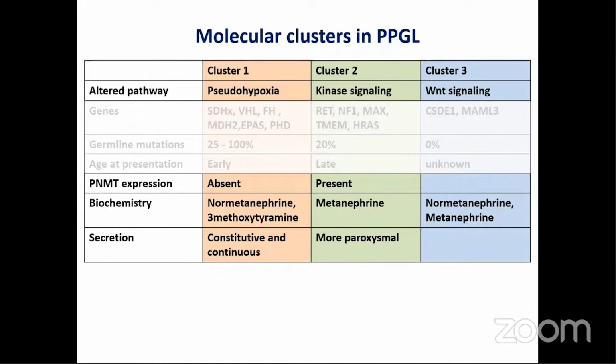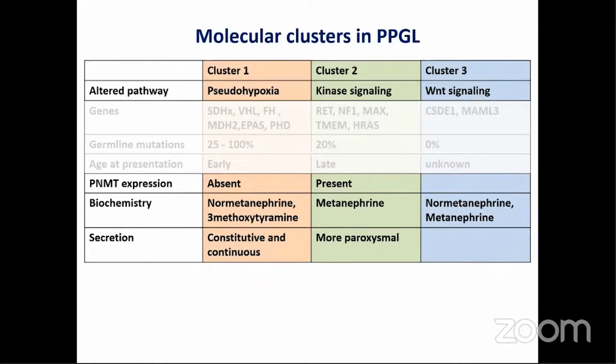So typically, these patients will have a normal metanephrine, with isolated elevation of normetanephrine, with or without elevation of 3-methoxytyramine, which is a COMT metabolite of dopamine. Whereas cluster 2 patients will have elevated metanephrine in addition to elevated normetanephrine. In fact, if you look at the secretory pattern, in cluster 1 it is constitutive and continuous, whereas in cluster 2 it's more paroxysmal. And this biochemical phenotype is going to be a very useful clue in guessing which cluster PPGL we are dealing with.